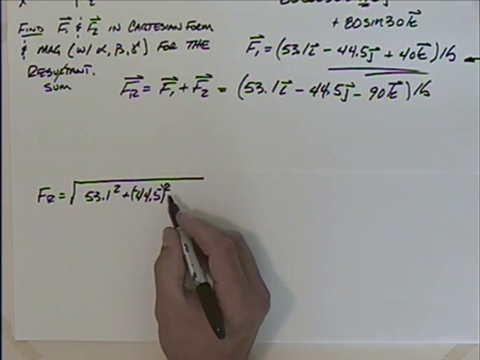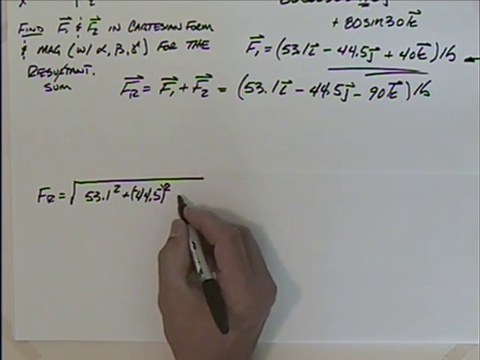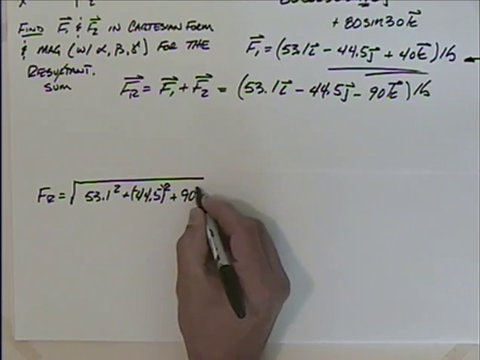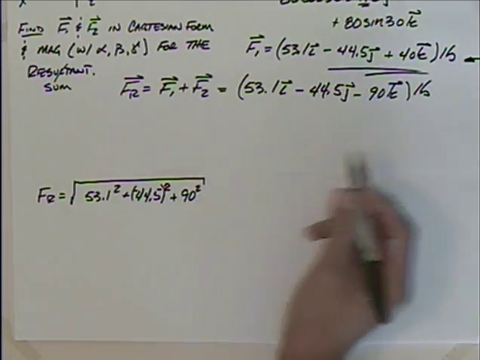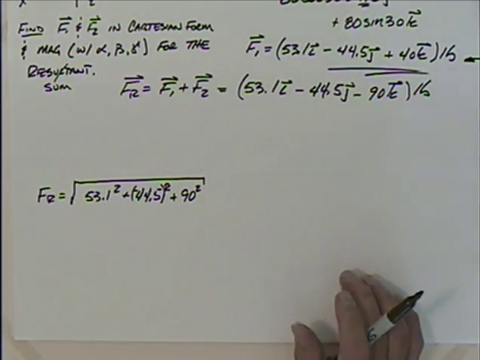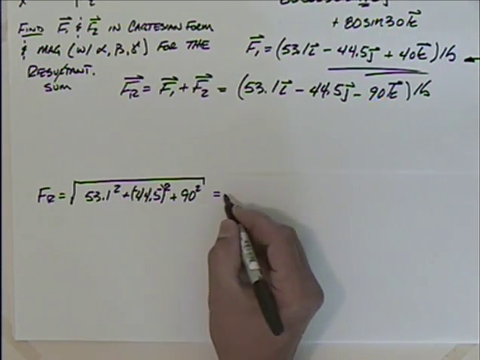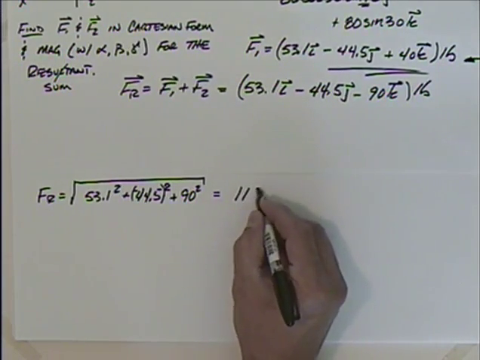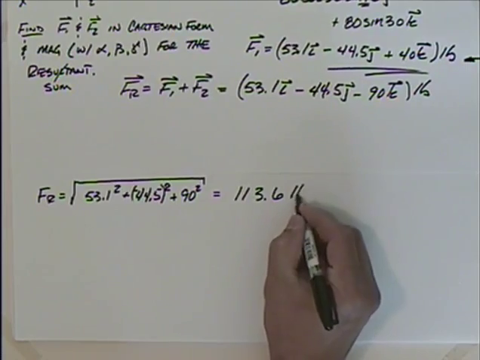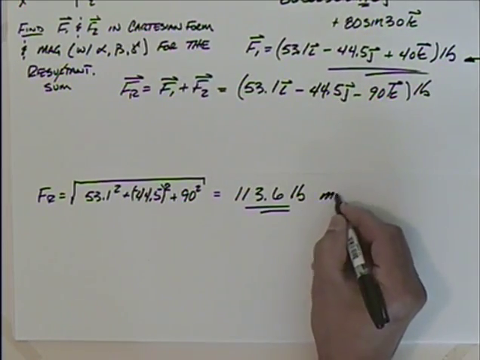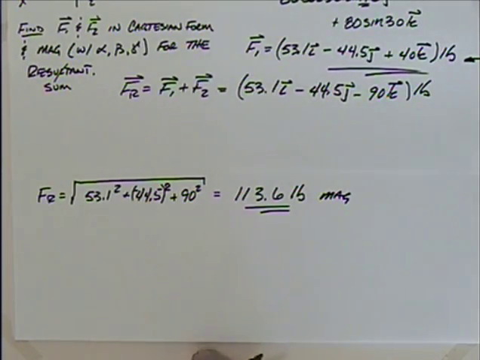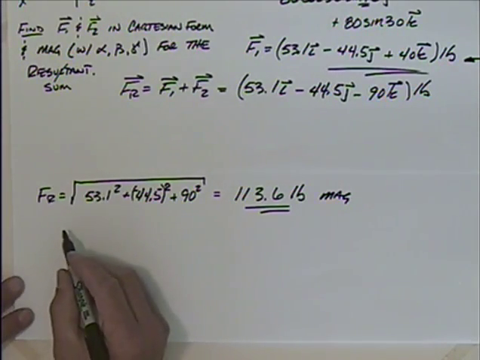Normally, I'll just write it as 44.5 squared, and then plus 90 squared. You see, I know that a negative will go away when I square it. So when I do that, I come up with 113.6 pounds. That's our magnitude, isn't it? Okay, 113.6. I got too many significant figures there, I should probably stick with 3. It'll be 114, but that gives you something to compare your work to.